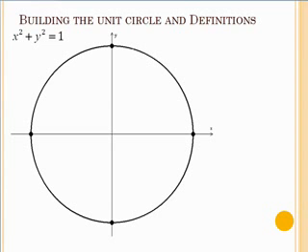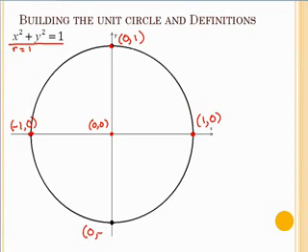First thing we're going to look at is actually building our circle. What we start off with is graphing the equation x squared plus y squared equals 1. So this is a circle that is centered at the origin and has a radius r equal to 1. That means this point out here is the point 1, 0. Up here we have 0, 1, negative 1, 0, and 0, negative 1.